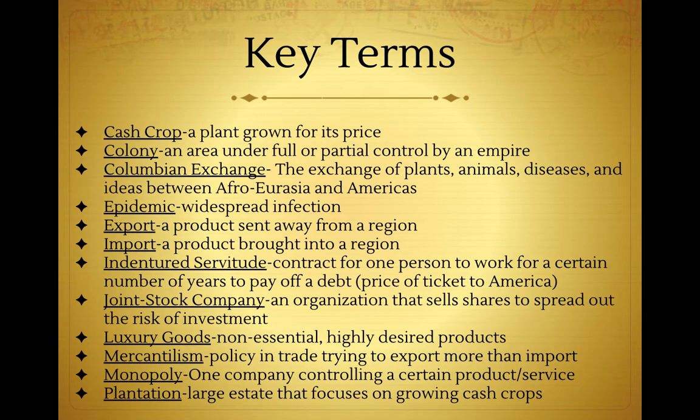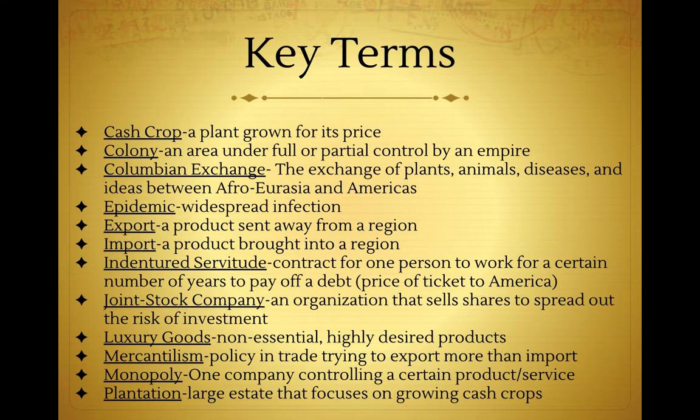This is an area under full or partial control by an empire or another country, or kingdom. The Columbian Exchange is the exchange of plants and animals and diseases and ideas between Afro-Eurasia, which we might consider the Old World, and the New World, which is the Americas. An epidemic is a widespread infection. Export is a product sent away from a region, and import is one brought to a region.